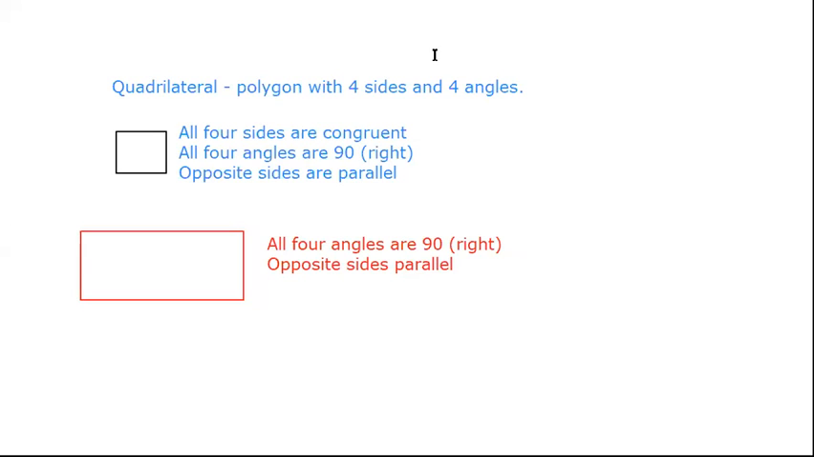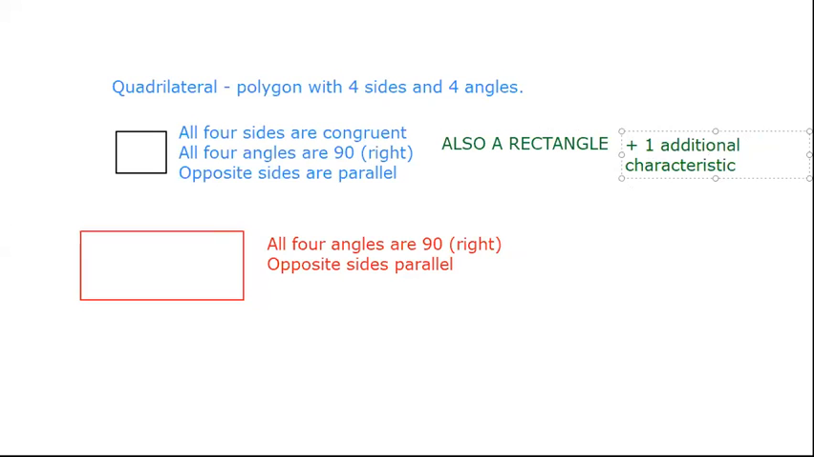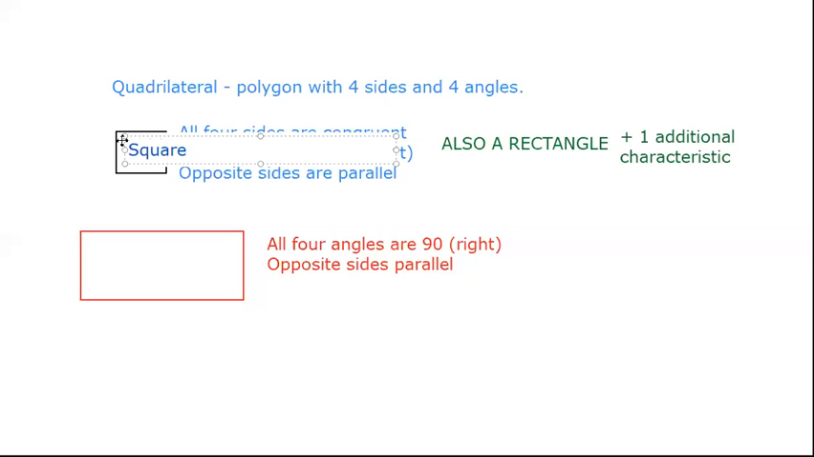So you could say that a square is also a rectangle. It meets all the qualifications of a rectangle plus 1. So it's a rectangle plus 1 additional characteristic. So when we classify squares, they are squares specifically, but they also fall into the rectangle case, and we should label these. Square.